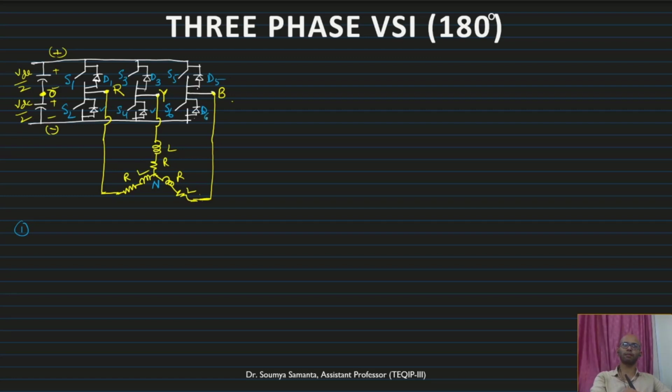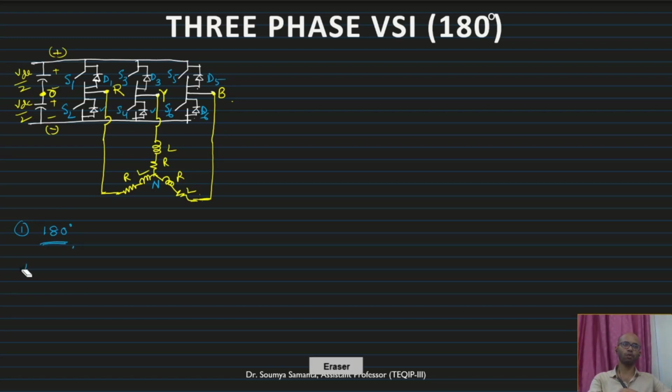This is D6 place is there I am writing. D2, D4 I am writing, I am not writing due to the lack of space. So now each switch will be conducted for 180 degree. This is point number 1.